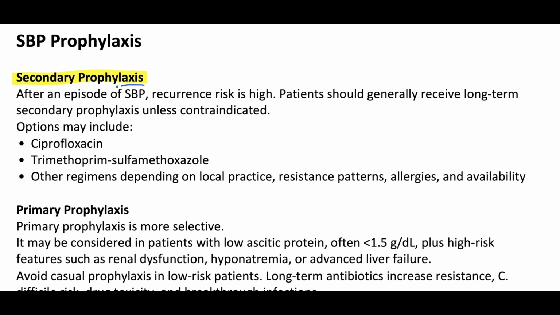Someone had diagnosed SBP, and afterwards, to reduce the risk of recurrence, because the risk is really high if you've had it once, these patients should be on long-term secondary prophylactic antibiotics, right? This can be ciprofloxacin, this can be trimethoprim sulfamethoxazole. There's other regimens based on your local antibiogram, but they should be on this because they're really high risk for recurrence. That's called secondary prophylaxis, right? You already had SBP, now you're secondarily trying to prevent it from happening again.